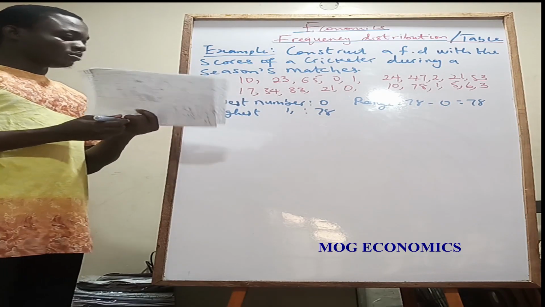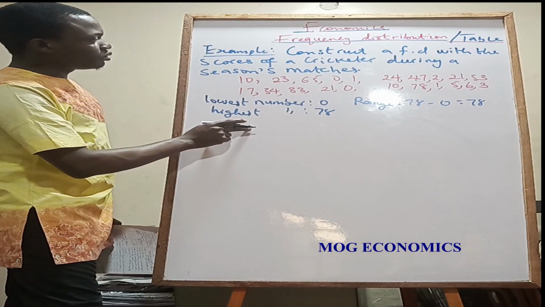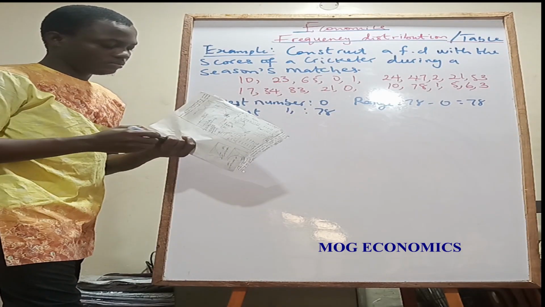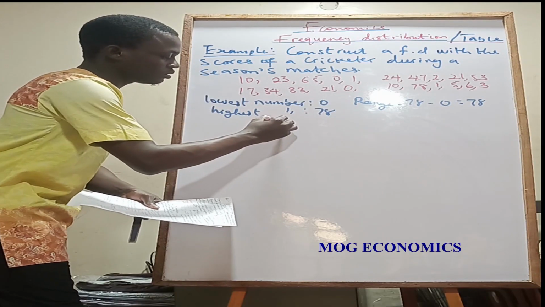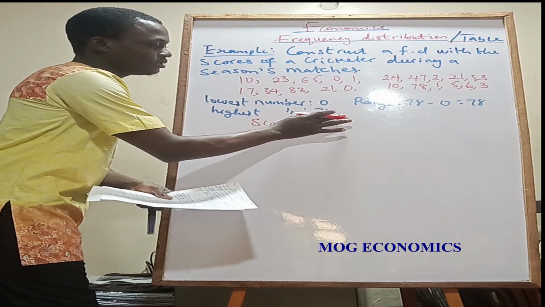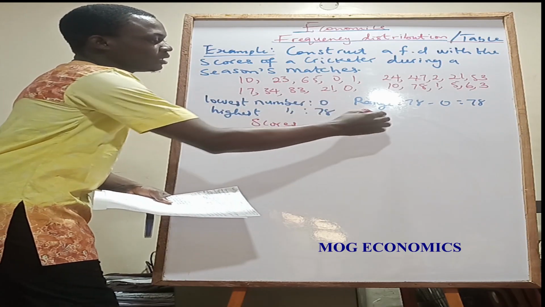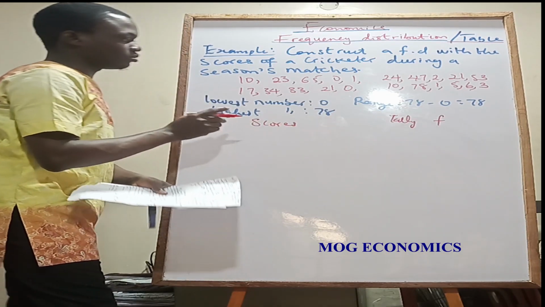Right, so we can just do this. So what are we doing? Scores. So you have scores, right? You have their frequency. Well, let me do a tally. Okay, scores, and tally, then a frequency.